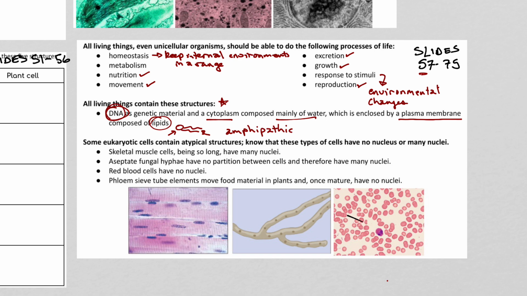I know you were taught amphiphilic last year. They do mean the same thing. IB will call it amphipathic. But if you can remember that amphi kind of means the same thing, then you're good to go.